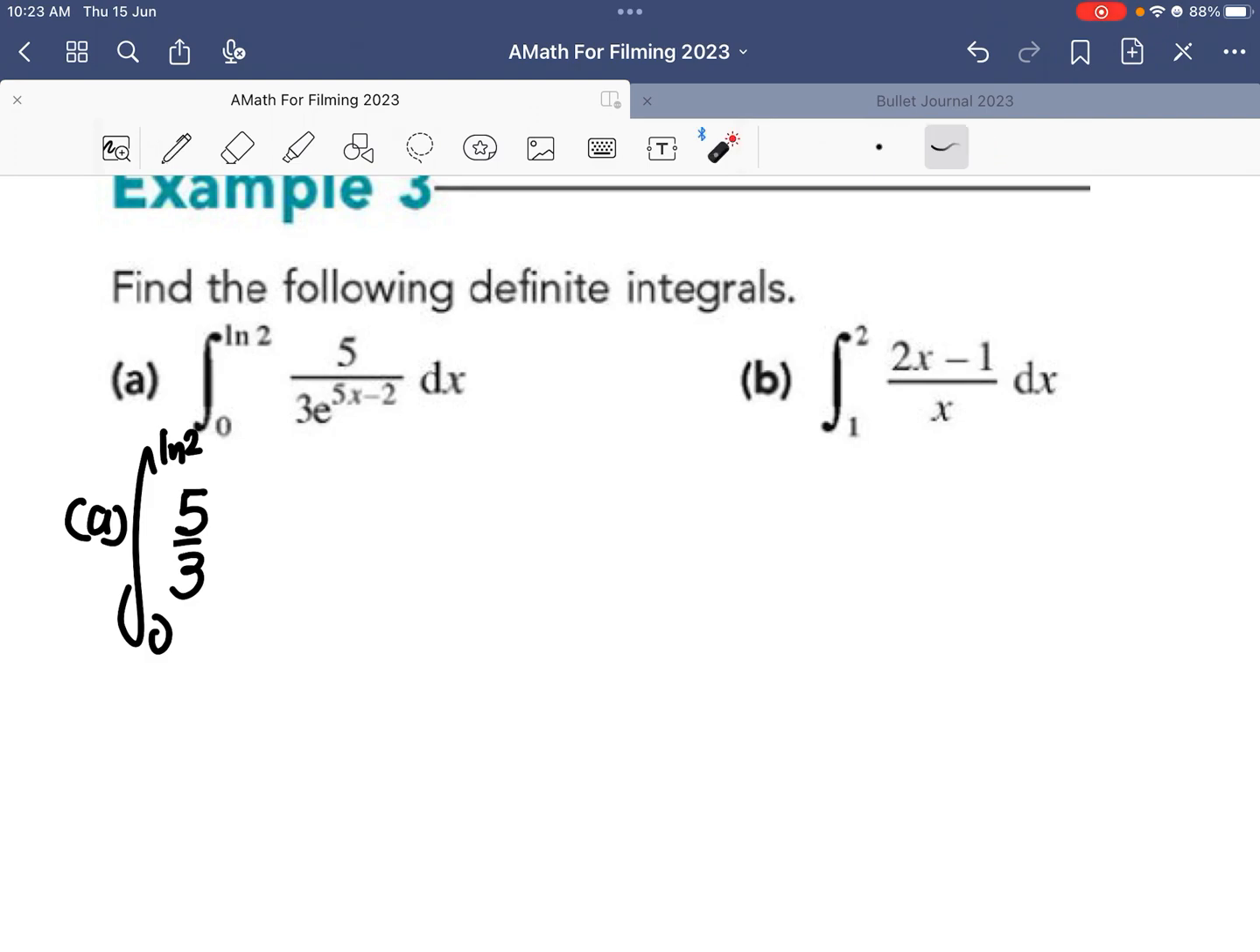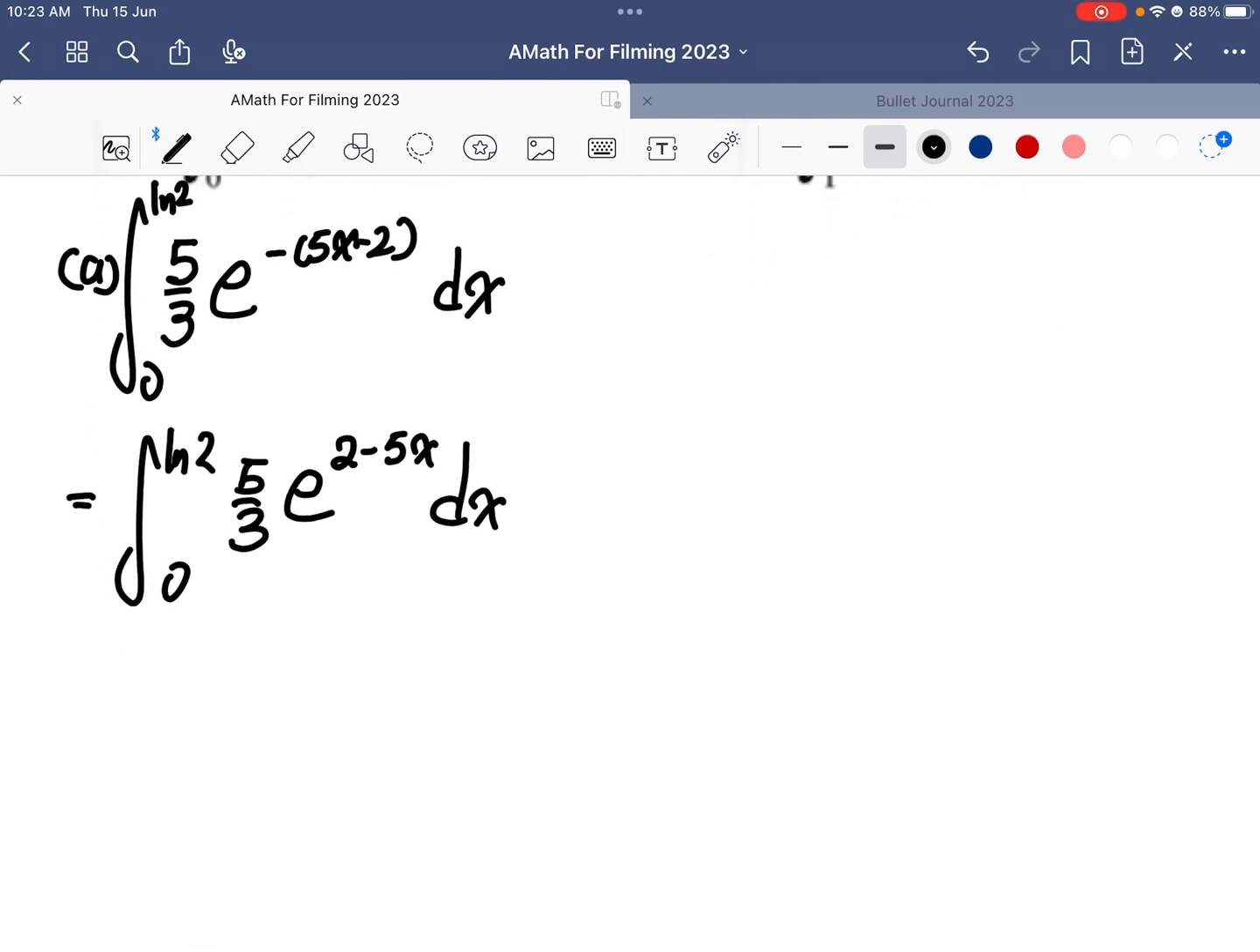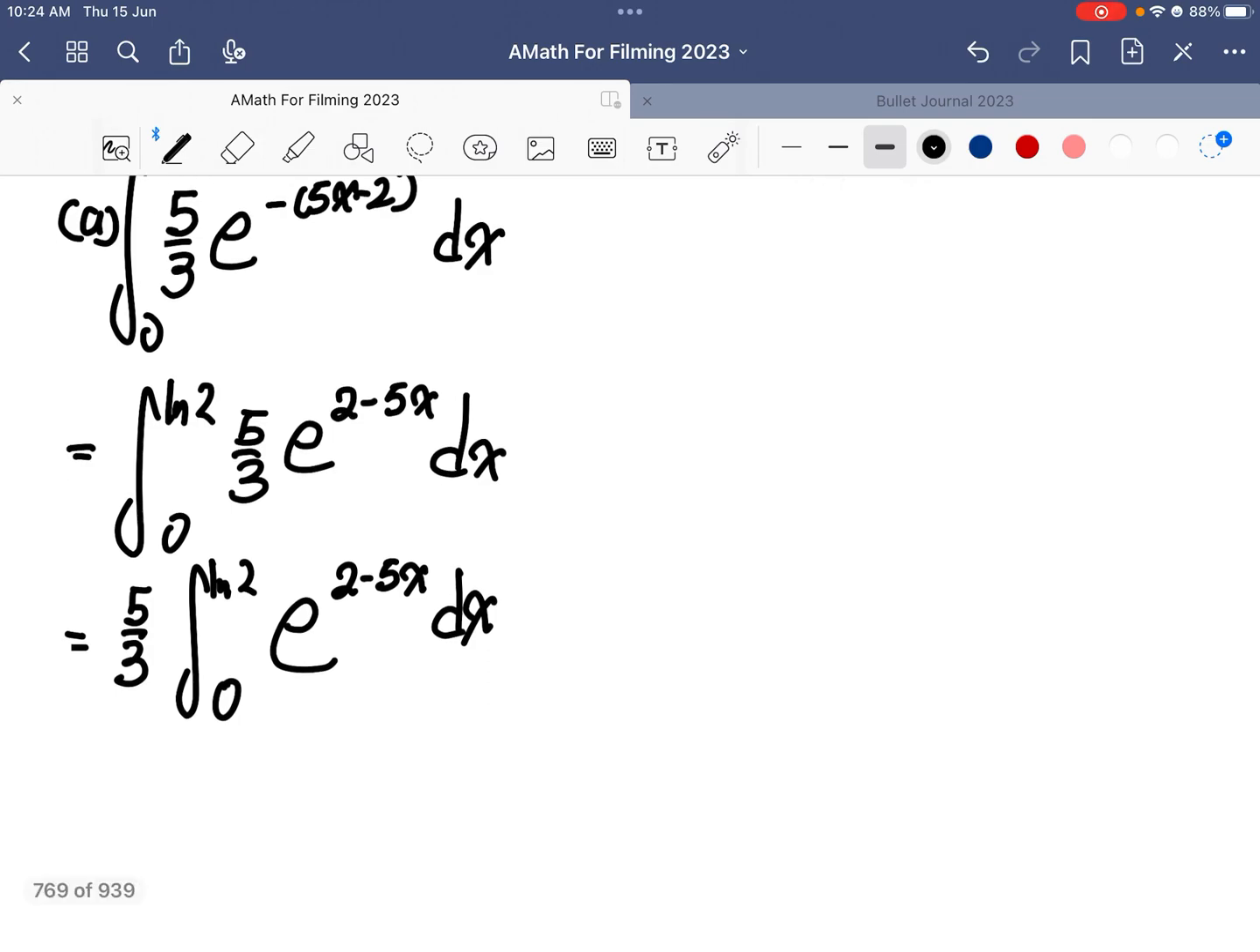I am going to now express this as an index in the numerator, so I get e to the power of negative 5x minus 2 with respect to x. Hence, what I will use here is e to the power of 2 minus 5x with respect to x. So now, to make my life a bit easier, I will factorize the 5 over 3. So I get the integral from ln 2 to 0 of e to the power of 2 minus 5x with respect to x.